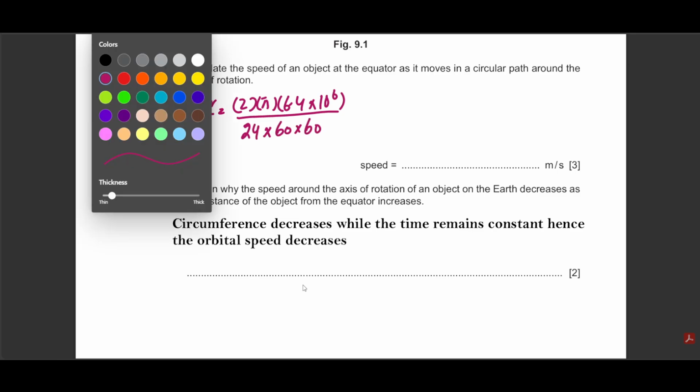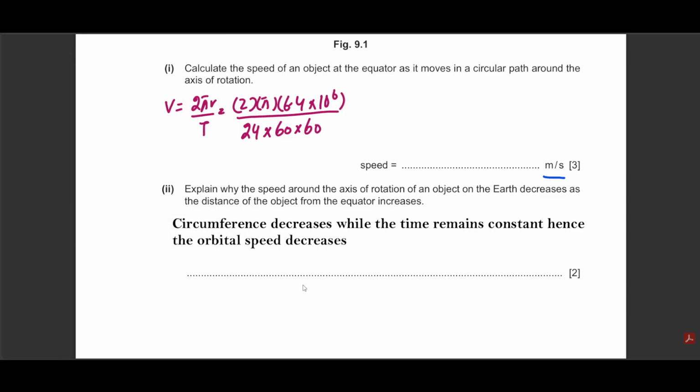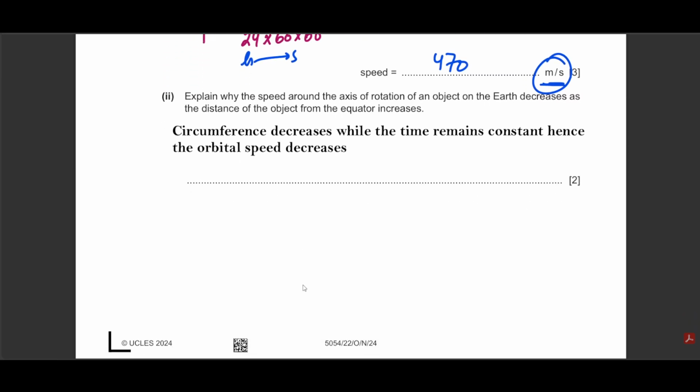How do I know it is supposed to be in meters per second? Because I'm looking at the unit of the question. In the answer, it says meters per second, so I have to convert these hours to seconds. When you do that, this comes out as 465 point something meters per second, which up to 2 significant figures becomes 470.